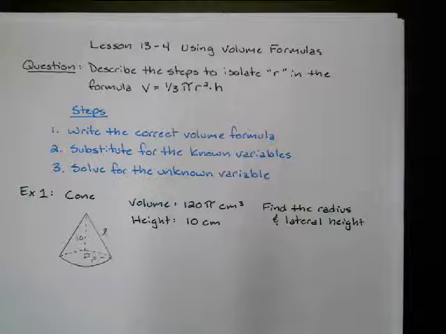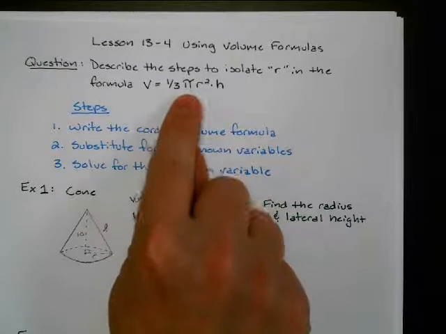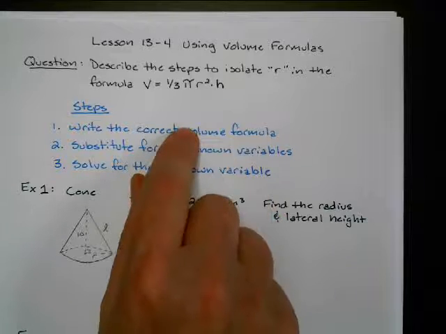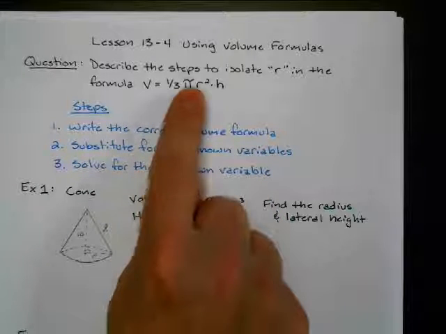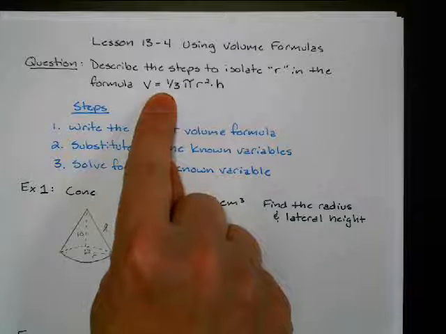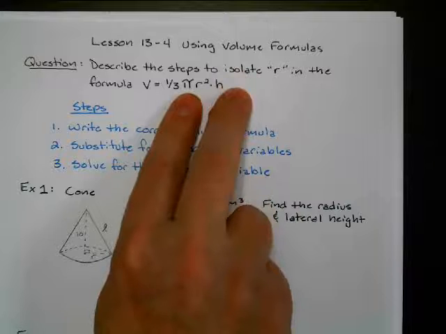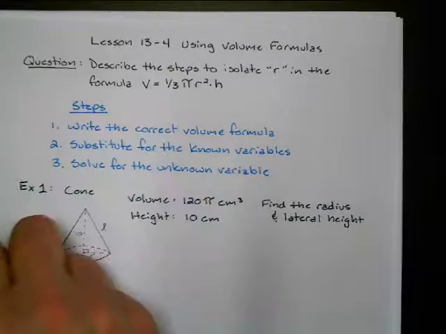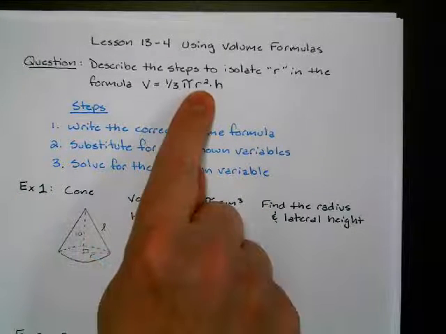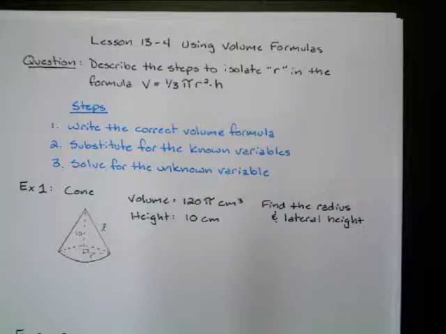So here we go. It says, describe the steps to isolate r in this formula. Volume equals 1/3 pi r squared times height. So it looks like the volume of a cone. And what if we wanted to get r by itself? We'd have to get rid of that 1/3, so probably multiply both sides by 3. We'd want to get rid of this pi and this h, so we'd probably divide both sides by pi and h. And then we'd have to get rid of that squaring, so we could take the square root of both sides. So several steps to get r by itself.